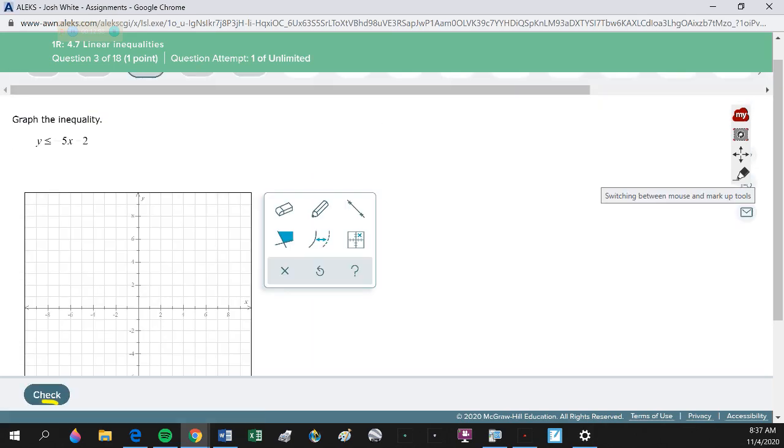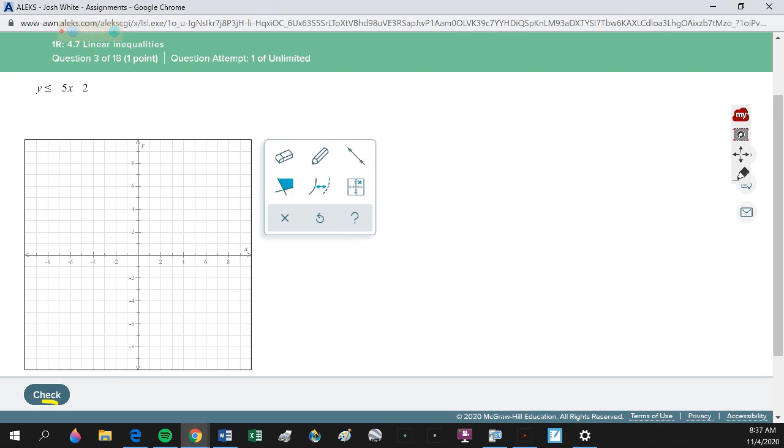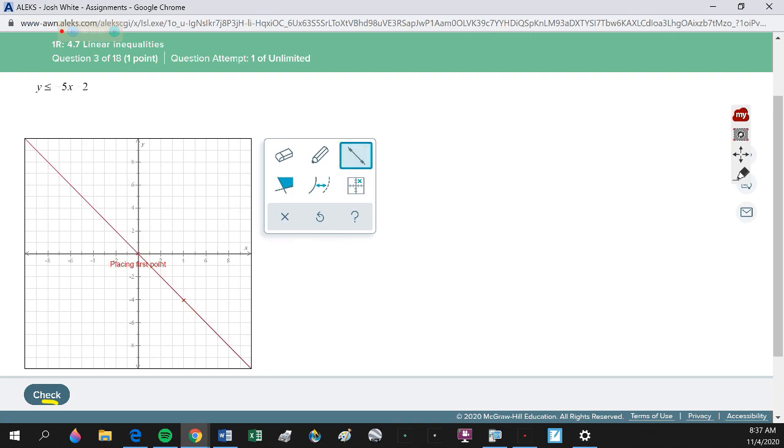All right, for this one, I need to draw my line. So this one touches the y-axis at negative 2, and then the slope is 5 over 1. So I go up 1, 2, 3, 4, 5, and over 1. And is this going to be solid or dotted? Solid. And then I need to check 0, 0.